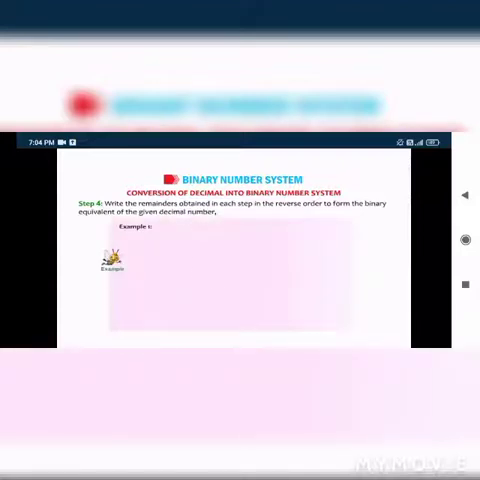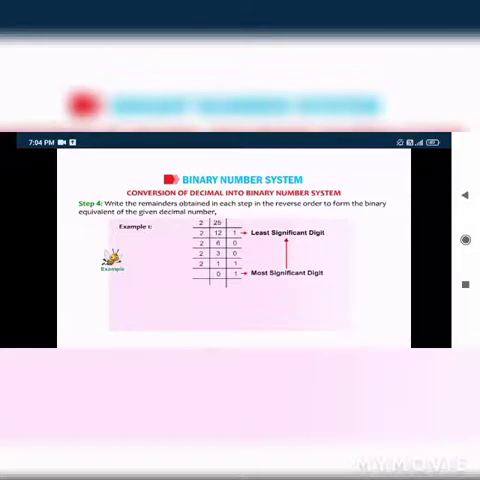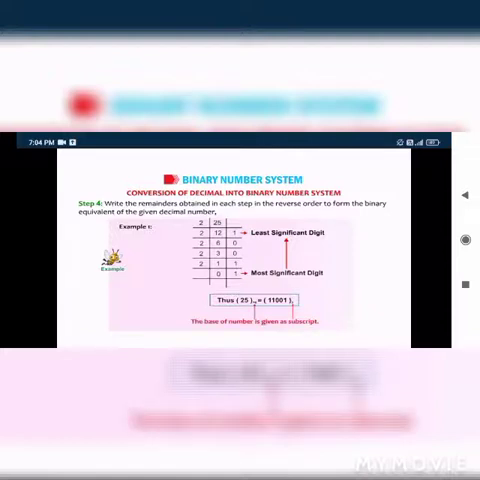Step 4, the last step, is to write the remainders obtained in each step in the reverse order to form the binary equivalent of the given decimal number. That is, placing the least significant digit at the top and the most significant digit at the bottom. So here, as you can see, we will go downward to upward. We will go in the reverse order. So this is example 1.